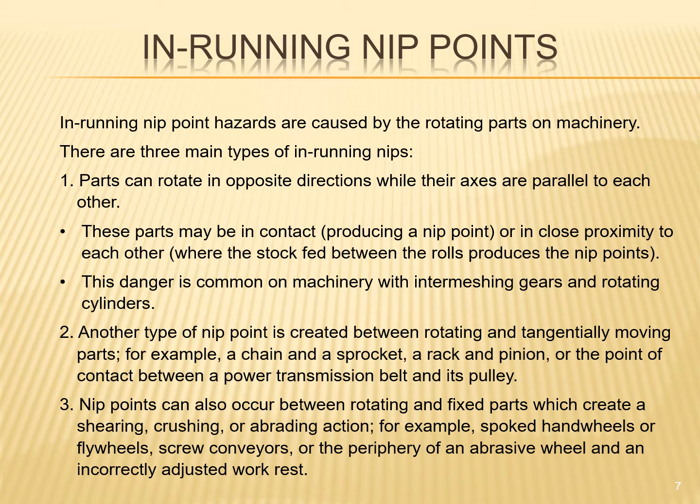Another type of nip point is created between rotating and tangentially moving parts. For example, a chain and a sprocket, a rack and a pinion, or a point of contact between a power transmission belt and its pulley. Nip points can also occur between rotating and fixed parts, which create a shearing, crushing, or abrading action. For example, spoked hand wheels or flywheels, screw conveyors, or the peripheral of the abrasion wheel on an incorrectly adjusted work rest.